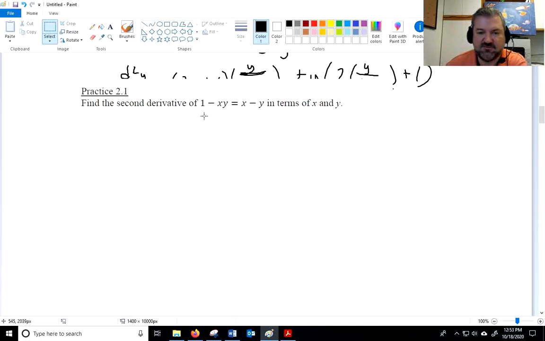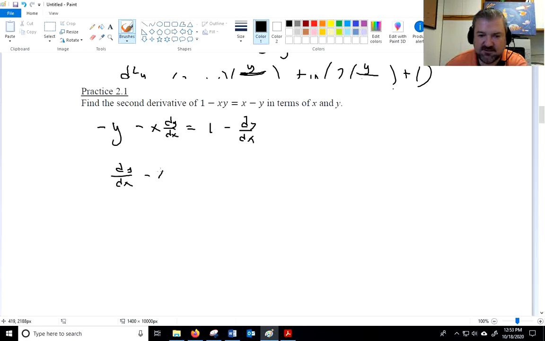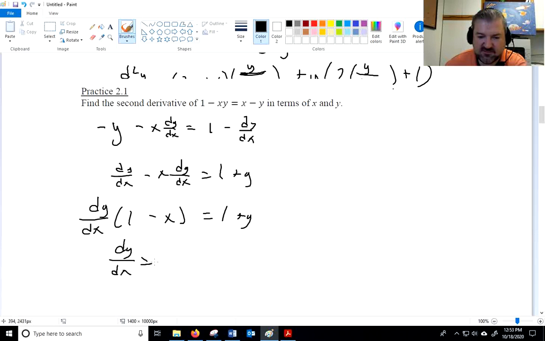All right, hopefully you gave this your best effort. So let's see. The first derivative would be derivative of 1 is 0. Then we got to use the product rule. So negative y minus x dy dx equals 1 minus dy dx. So let's see here. I'm going to have dy over dx minus x dy dx equals 1 plus y. Factor out a dy dx. Be careful here. You get a 1 minus x. So dy over dx is equal to 1 plus y over 1 minus x.